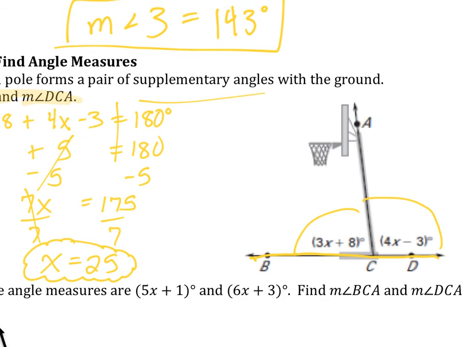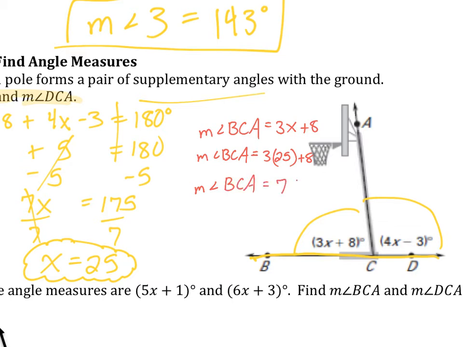So we want to find the measure of angle BCA. The measure of angle BCA is 3x plus 8. That would be 3 times 25 plus 8. Three times 25 is 75. So it'd be 75 plus 8. And I know I'm going fast. I apologize, I'm going too fast for you. So we are plugging in 25 for x. So 3 times 25 plus 8. So we end up with the measure of angle BCA equals 83 degrees.